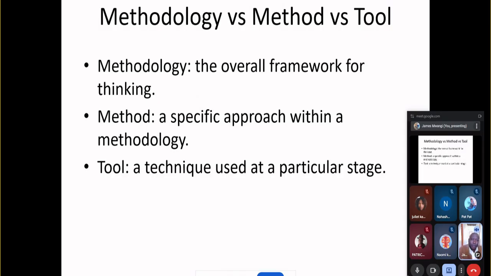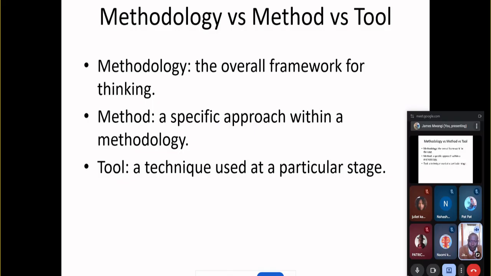Methodology versus method versus tool. Methodology is the overall framework for thinking. The overall framework for thinking. Okay. A method is a specific approach within a methodology, because there are various methodologies. One of those is a specific approach within a methodology.